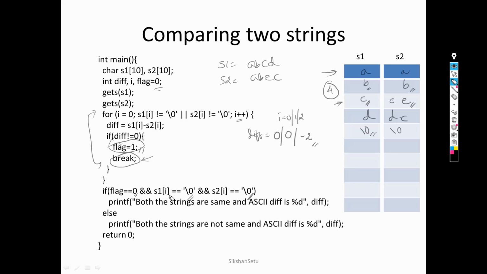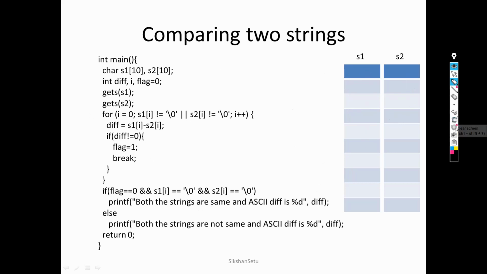Then we are checking S1 of I is null. So yes, S1 of I is null. S2 of I is null. So yes, S2 of I is null. It means that for all the iterations executed, the value of both the strings are same, and now both the strings are terminated. It means for all the characters, both the strings are same. So it has printed that both the strings are same and the ASCII difference value is 0 in this particular case.